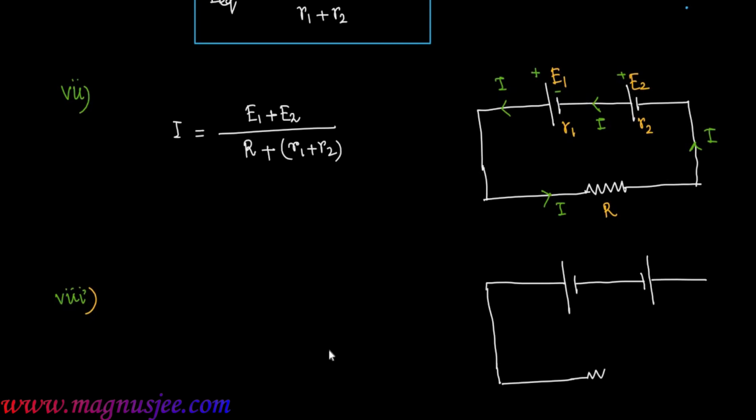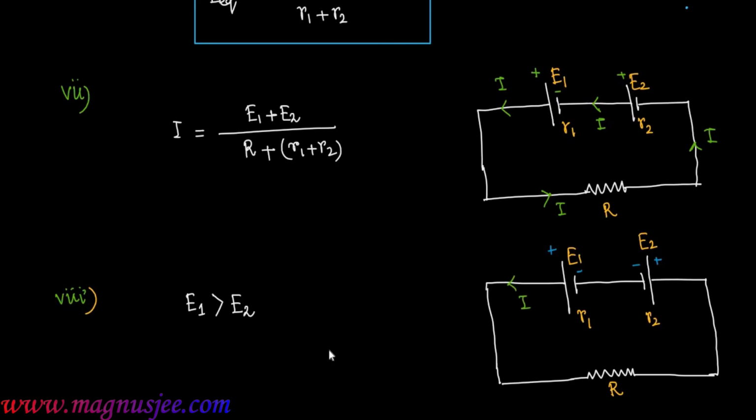In the last case, negative plate of the cell E1 is connected to the positive plate of the cell E2. But here, two cells are connected in series combination in the opposite manner or in the reverse manner. E1, E2 are the EMFs of the two cells, in which negative plate of the cell E1 is connected to the negative plate of the cell E2. That means these two cells are connected in series combination in the reverse manner, and we can consider that E1 is greater than E2.